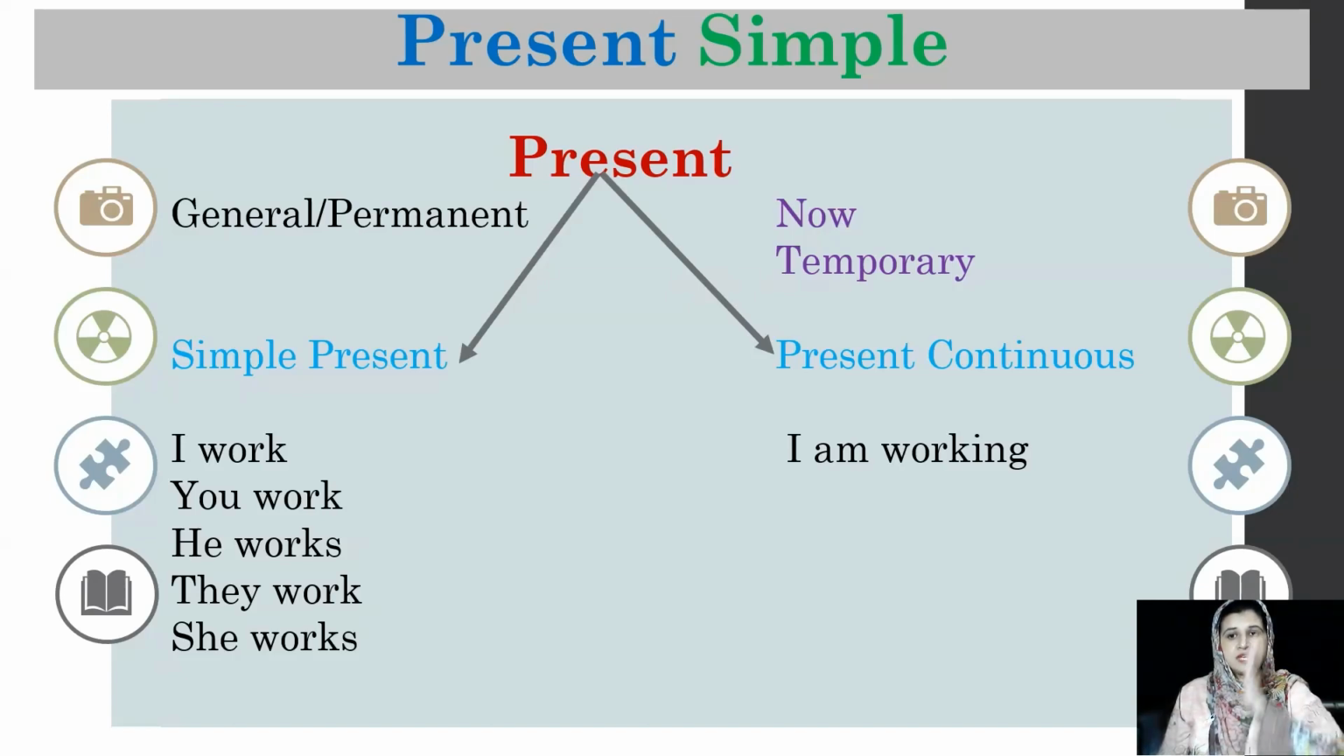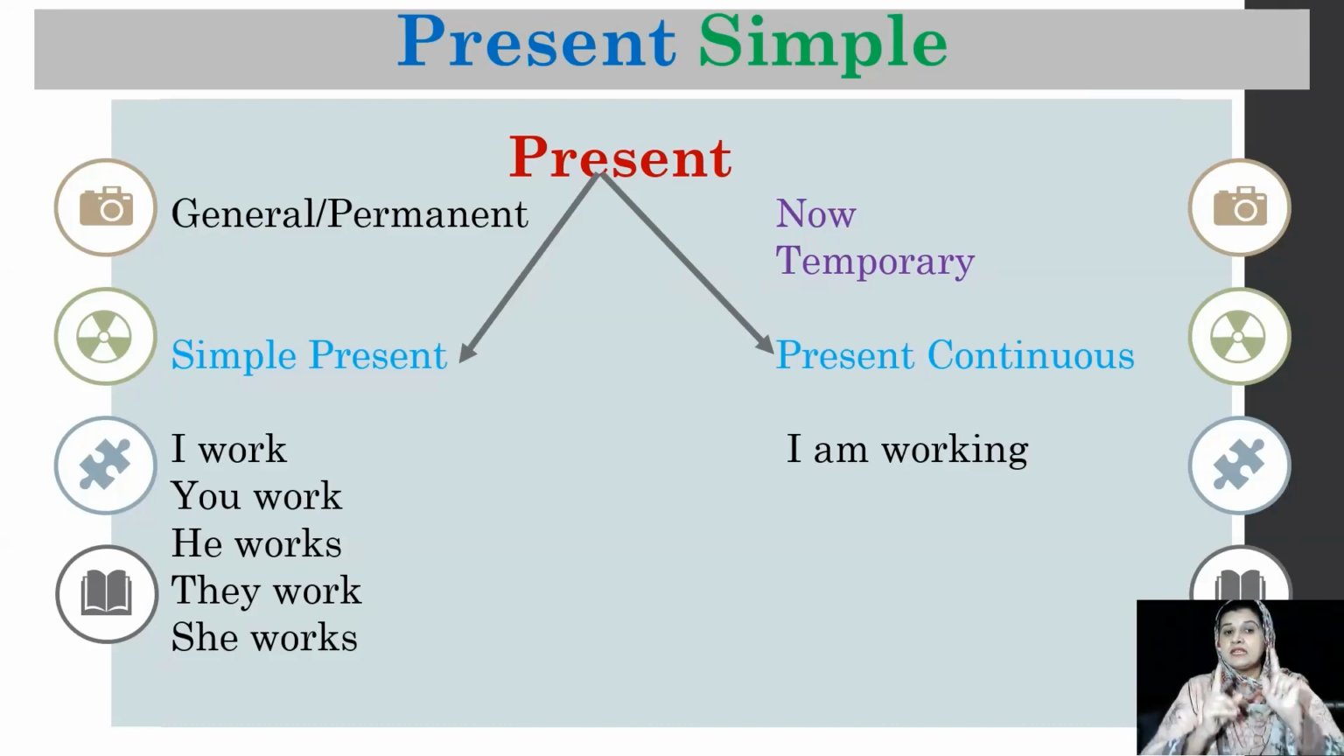So the work which is being done right now has nothing to do with the routine or with habit, or something which is being done on a temporary basis. It is not permanent. The action is being done for some time. For example, I am preparing for IELTS. So this process of preparation is for a short time period. It's not a routine. It's not a habit. So this is how present continuous tense is different from simple present.